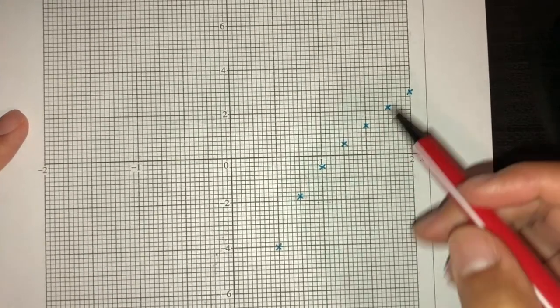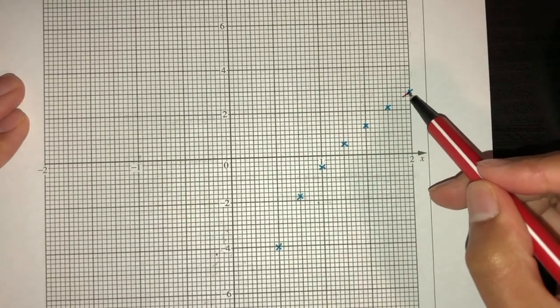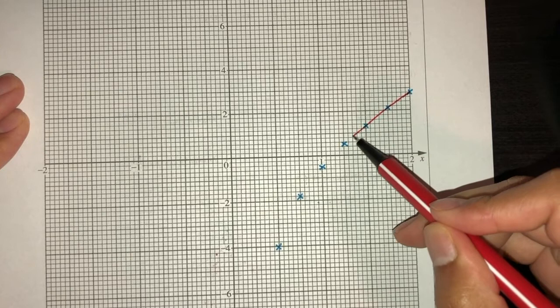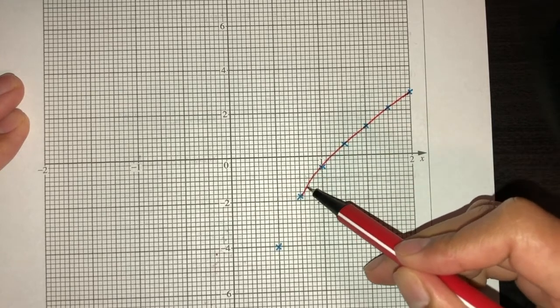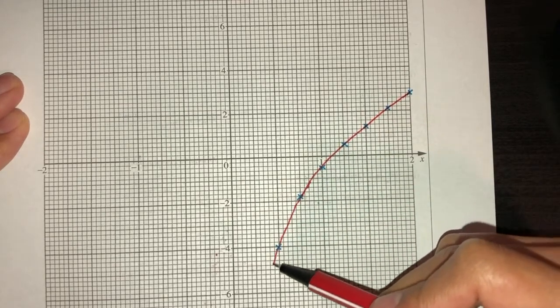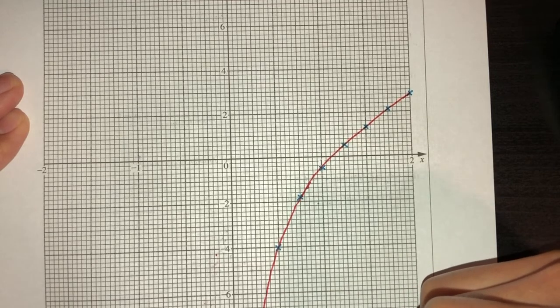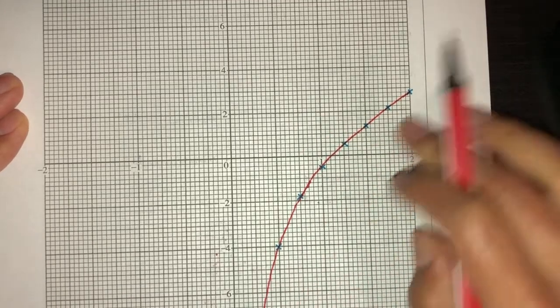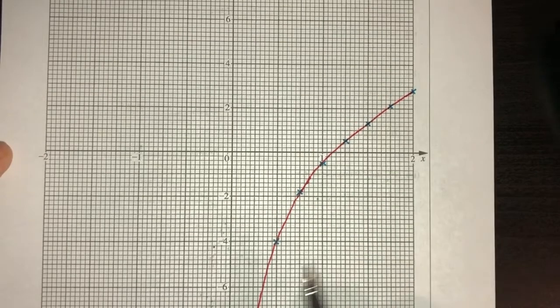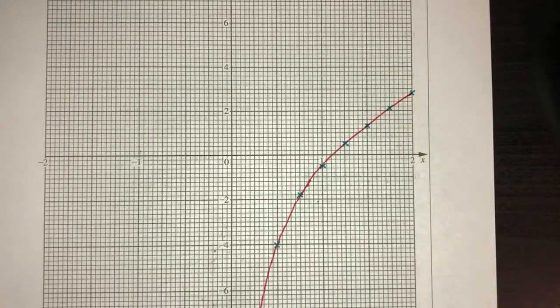So I will use a different color. So make sure you have a smooth curve. Okay. Not so great, but I'll try my best. Okay, this is my curve. It's not the best, but it's almost as smooth as I could do.